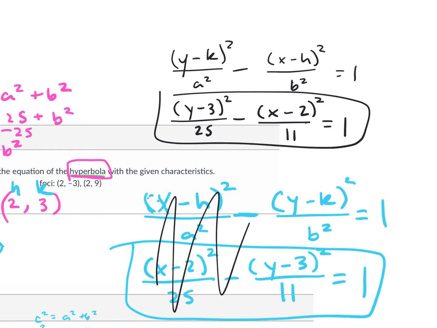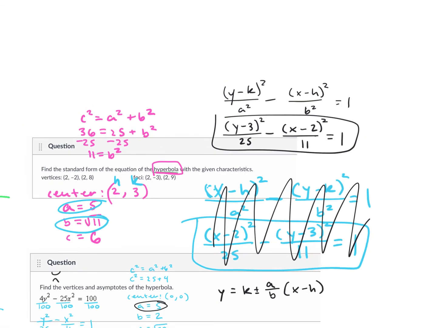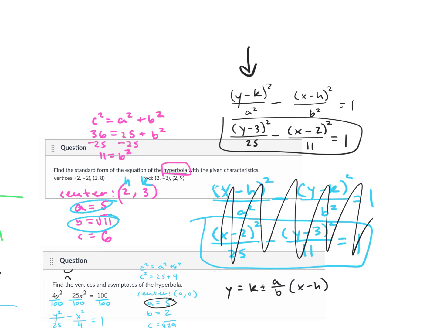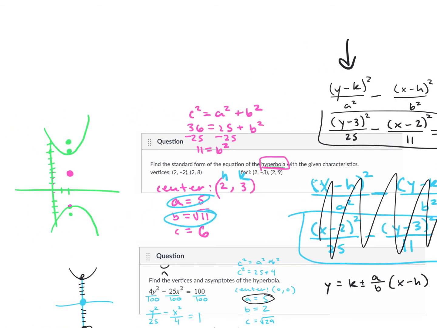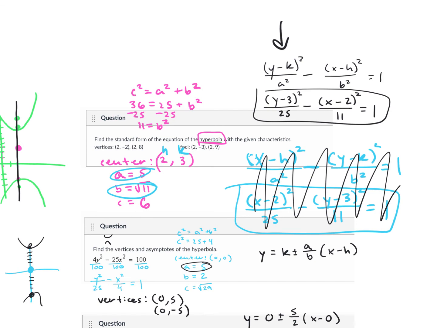So this is not right. Because it's vertical, it should be the y first. So vertical meaning that all of our important things fall on a vertical axis. So that just means y should go first.